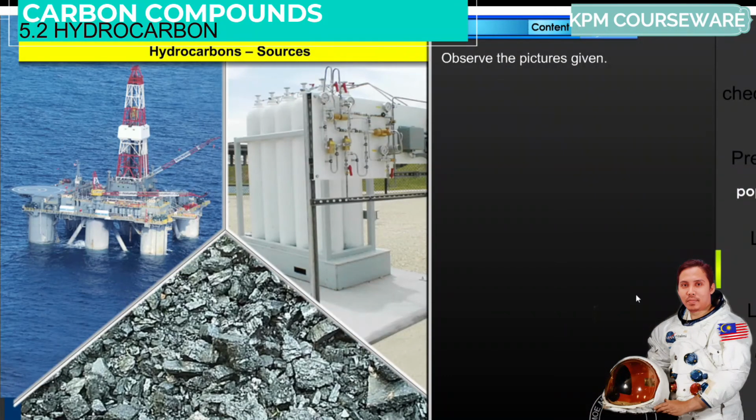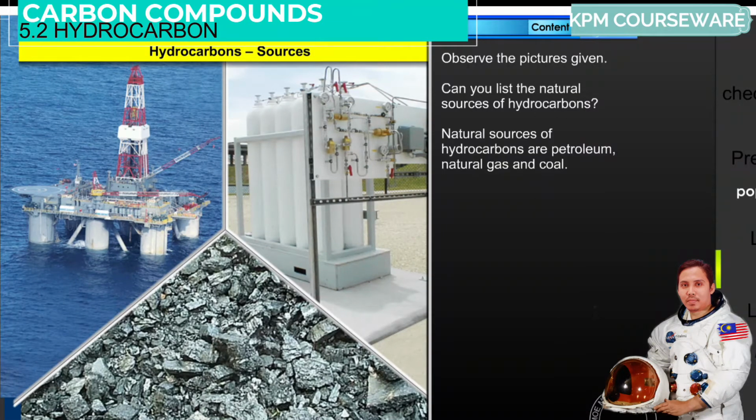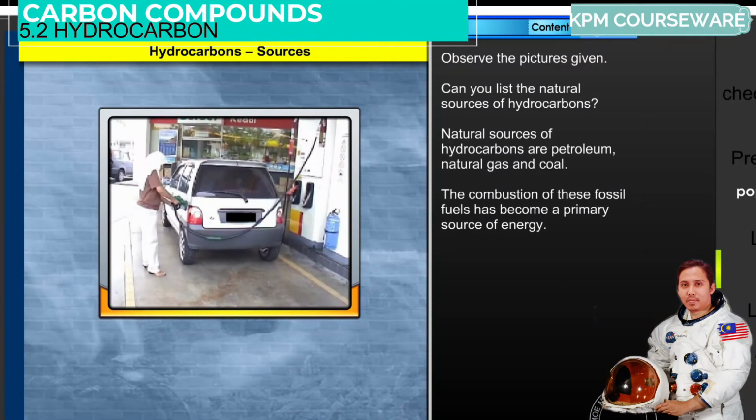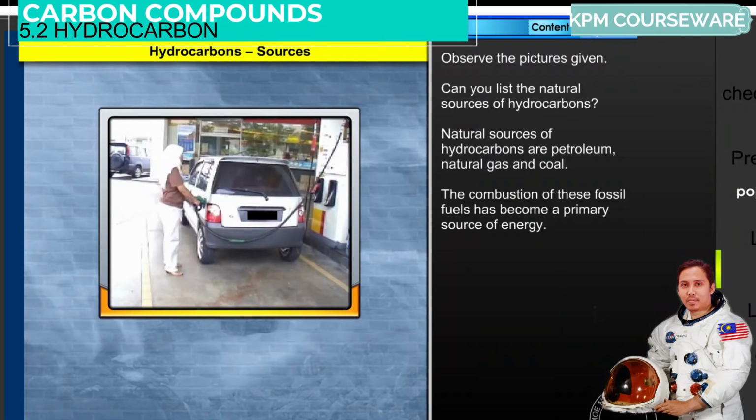Observe the pictures given. Can you list the natural sources of hydrocarbons? Natural sources of hydrocarbons are petroleum, natural gas, and coal. The combustion of these fossil fuels has become a primary source of energy.